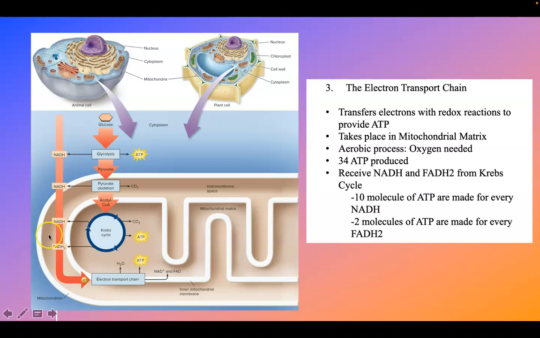We are receiving our NADH and our FADH2 from the Krebs cycle, and 10 molecules of ATP are going to be made for every NADH molecule, and 2 molecules of ATP are going to be made for every FADH2 molecule. You won't need to know those specific numbers of how many molecules of ATP per NADH and per FADH2, but it is useful when you're trying to remember, okay, what is needed in the electron transport chain? We have to have NADH, we have to have FADH2. That's the main point here.